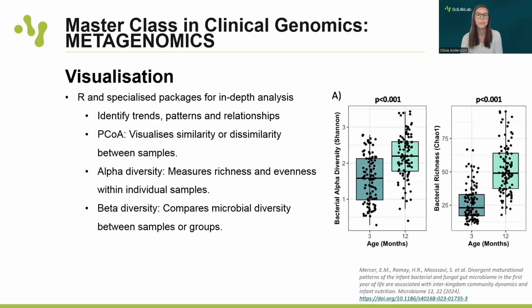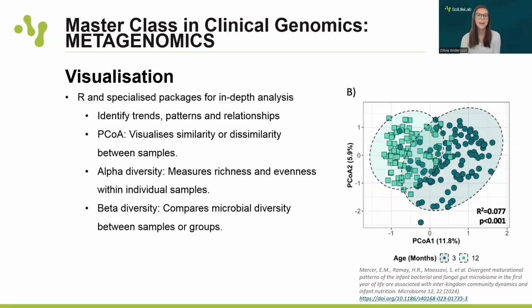And here you can see an example of a study that examined the microbiome of infants from 3 to 12 months of age. And the alpha diversity is visualized using the Shannon index to represent diversity by combining richness and evenness, and the Chao1 index is used to estimate the species richness. And both these metrics show a significant increase over time, highlighting a change in microbial composition during this period.